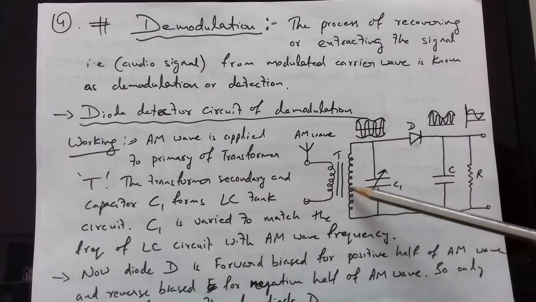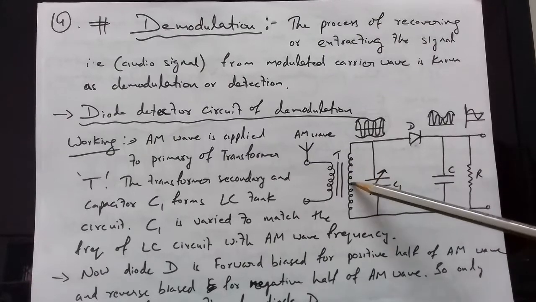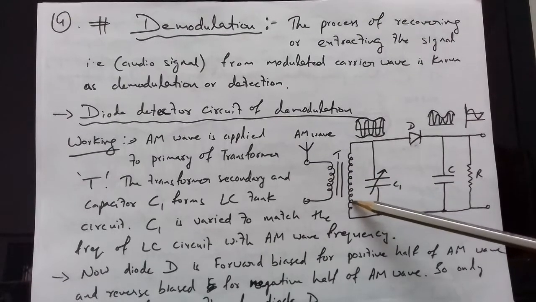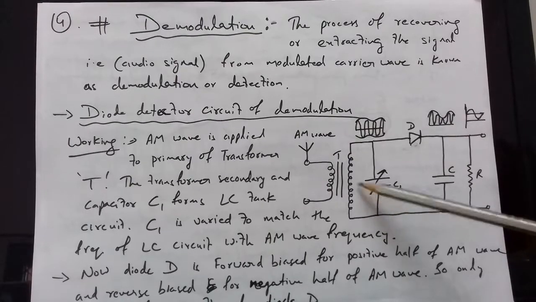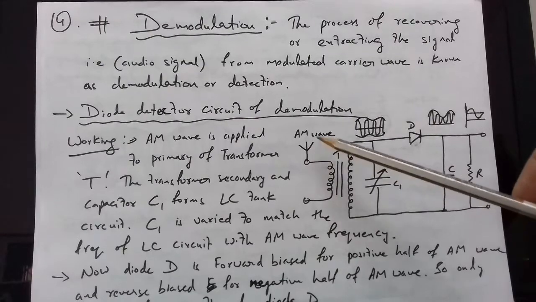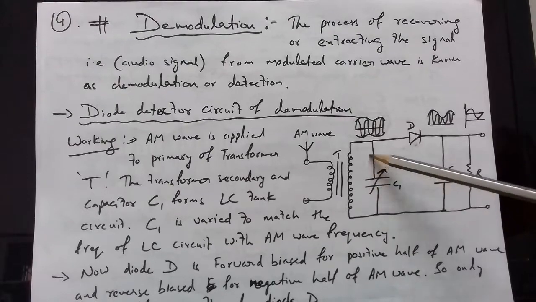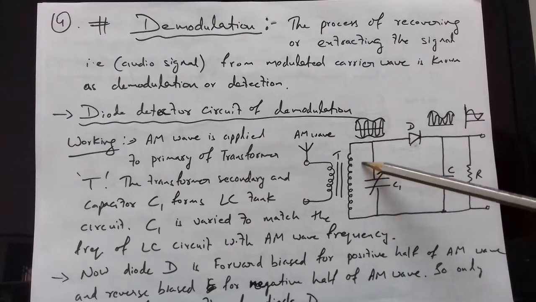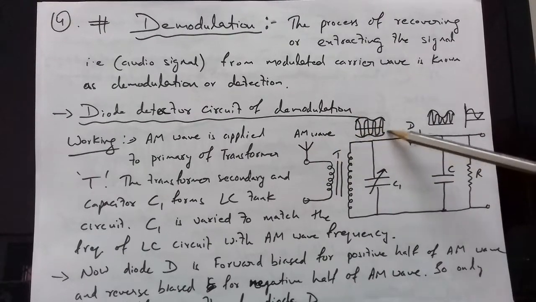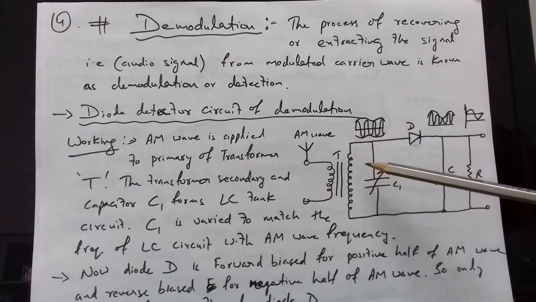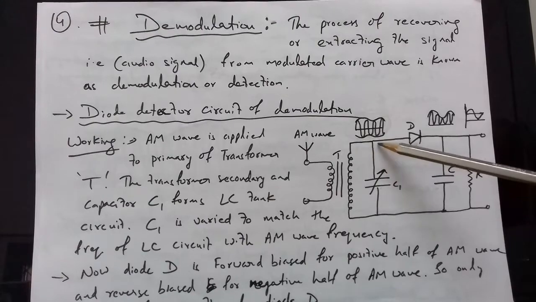This combination of variable capacitor C1 and the transformer secondary acts as an LC tank circuit which oscillates in resonance with the AM wave. That means the LC oscillator vibrates with the same frequency as the AM wave. So we get this AM wave in this circuit.